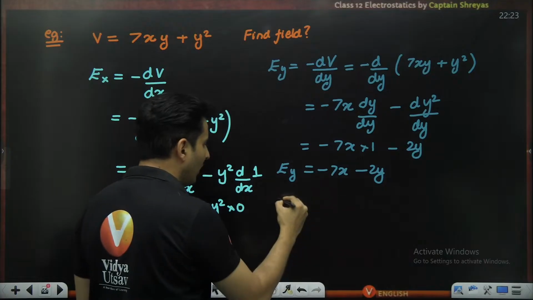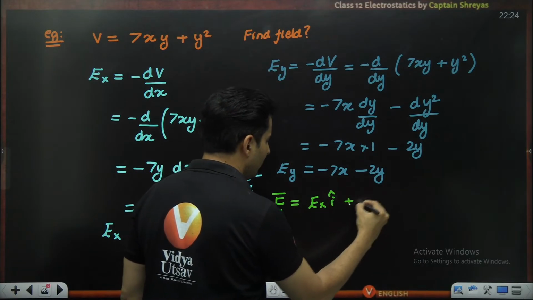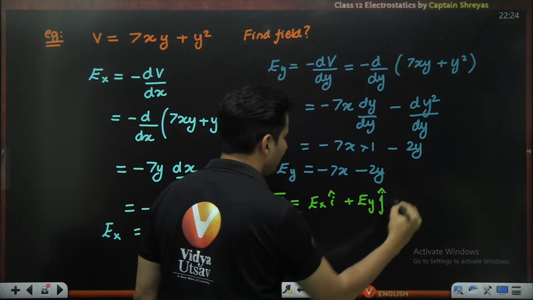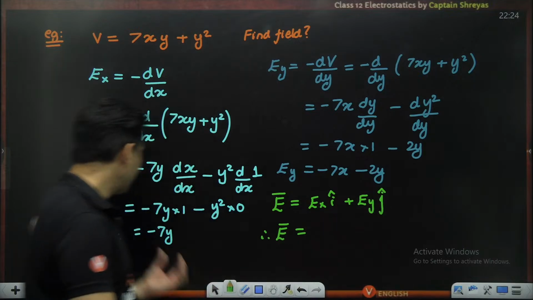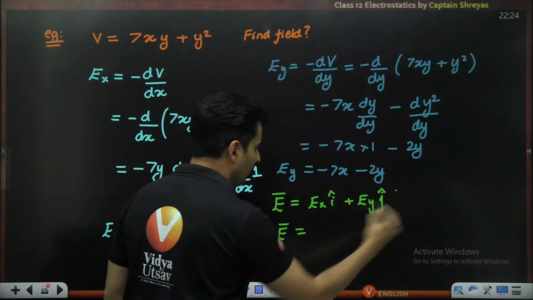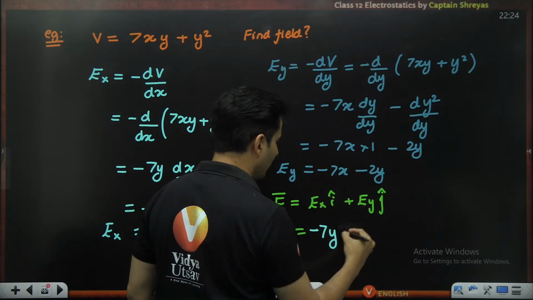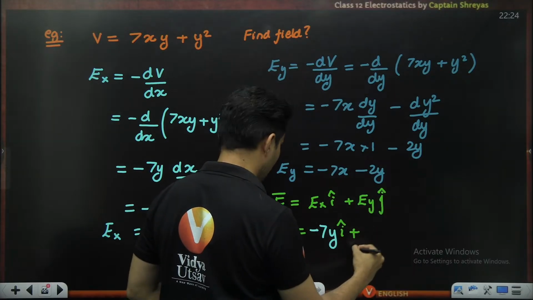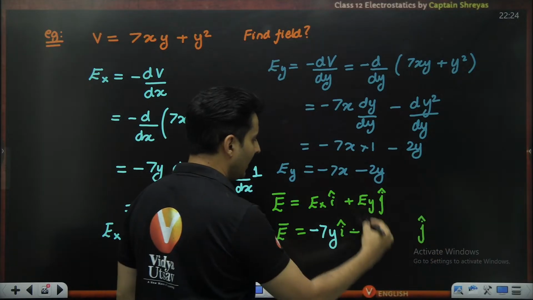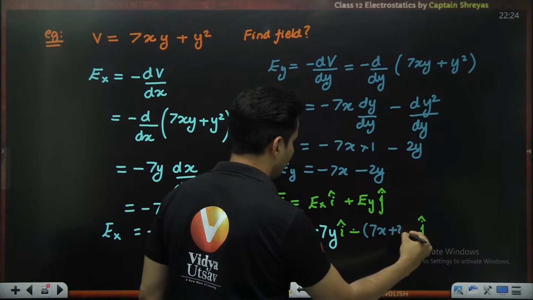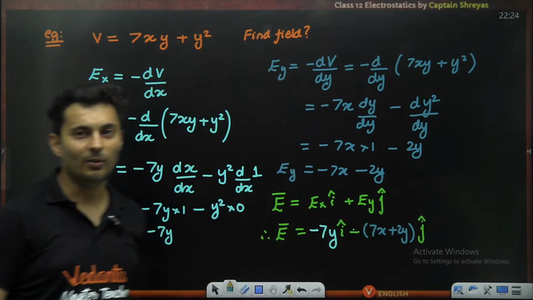Now, if you want to find the total vector, what will it be? It will be Ex i cap plus Ey j cap. So what is Ex? This guy. It will be nothing but minus 7y. What is Ey? Just start putting it. This is i cap plus, or you can put minus only, and this j cap over here. And Ey is nothing but 7x plus 2y. The minus sign is common. This is our final answer in vector form.